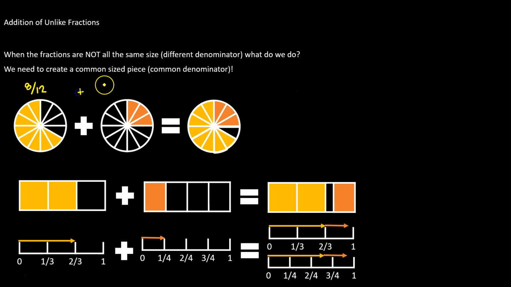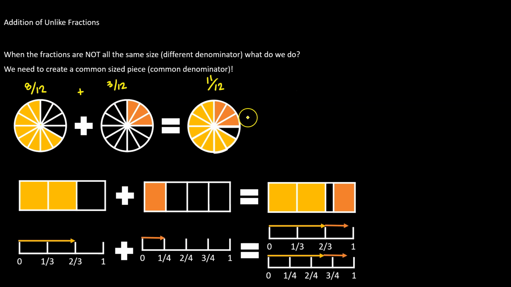8/12 plus 3/12. Well, now we're talking about like fractions. We just combine all of our colored in pieces into one circle, and we can see that out of the 12 slices in our sum, there are 11 colored in. This idea is basically called getting a common denominator.